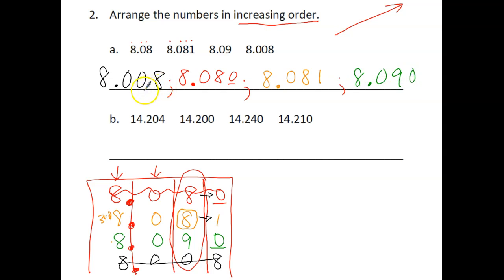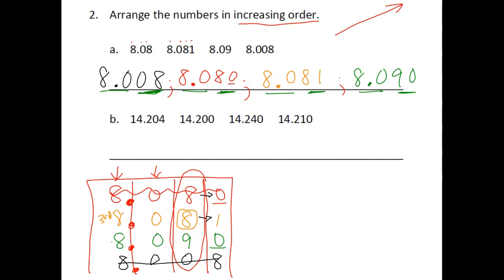And if you notice, if we're just comparing by the last two digits, this is 8 thousandths, this is 80 thousandths, this is 81 thousandths, and this is 90 thousandths. Because my 8 and 0 tenths are all the same, 8 and 0 tenths, 8 and 0 tenths, 8 and 0 tenths, 8 and 0 tenths, I don't need to compare by the first two digits. I'm just comparing by the last two digits.